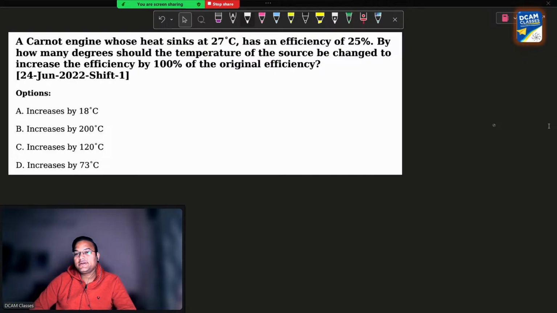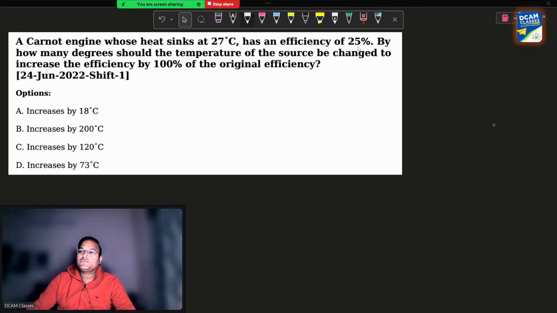You actually understood it wrong. I knew you would get confused here. The efficiency of 25% is given. He has told us the efficiency of the new engine has increased, the efficiency is increased by 100% of the original efficiency.